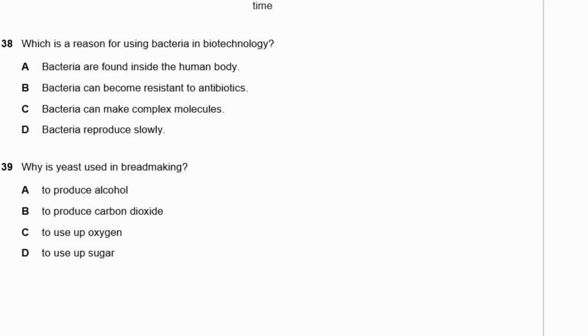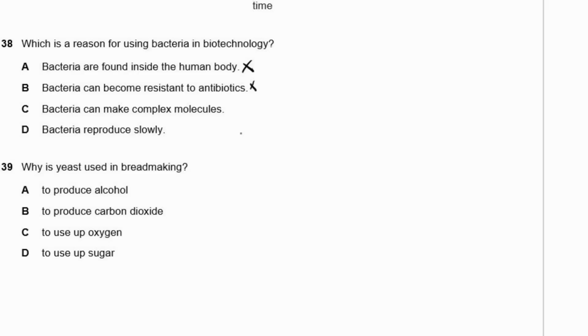Question 38. Which is a reason for using bacteria in biotechnology? Bacteria are found inside the human body. They are, but that's not really a reason to use them. So are fungi and viruses and lots of other things. Bacteria can become resistant to antibiotics. I don't see how that will necessarily be useful to bacteria being used in biotechnology.